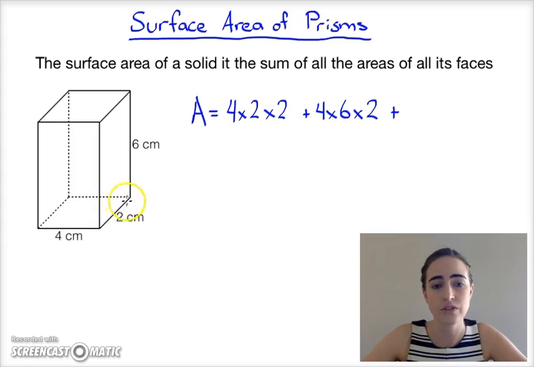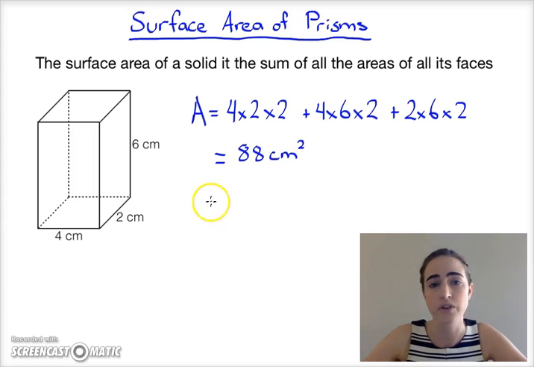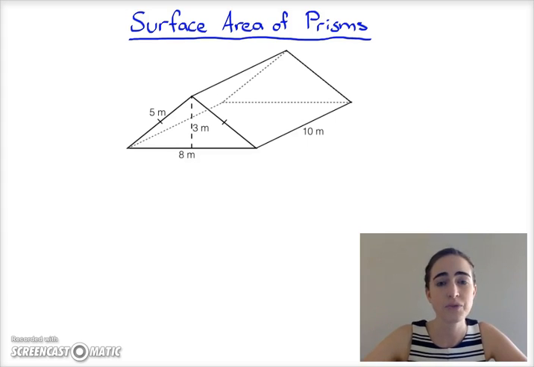So our sides are 2 centimeters by 6 centimeters. And again, there's 2 of them. So we'll go plus 2 times 6 and times 2 because there's 2 of them. And then we're just going to type that whole thing into your calculator and you'll come out with 88 centimeters squared. And it's squared because we're still only talking about area, even though it's the surface area of a whole prism.